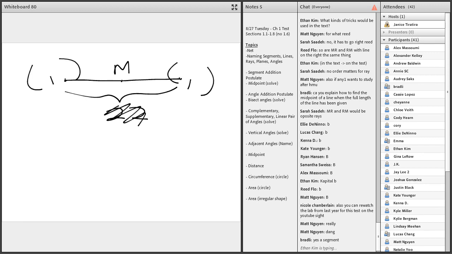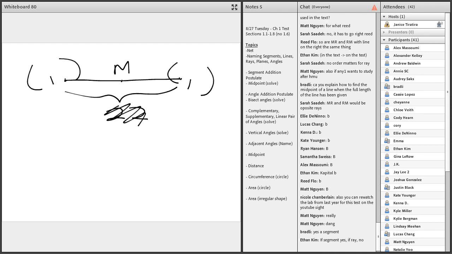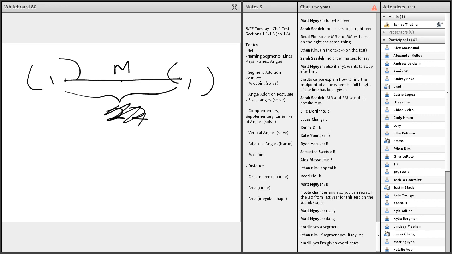Okay, so are you giving coordinates, Bradley? Nicole, you could watch last year's, that's a smart one. Yeah, it's on YouTube. Okay, so you're given coordinates. All right, so 3, 5. Obviously, this is not going to be a horizontal line, so maybe I should graph it. 3, 5.